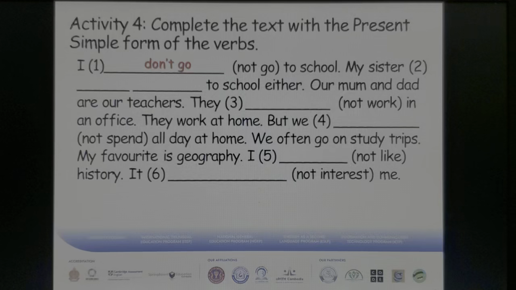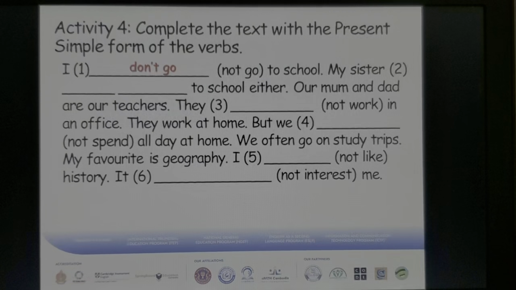And there's only two: do or does not. Okay, so number 2 is my sister. Let's take the subject, my sister. The subject that can be replaced is he or she. My sister is female, right? So you can say she. So she plus do or does. She plus with a plus does, right? So the answer must be doesn't go, right? Doesn't go. So go, no s, because it is negative.